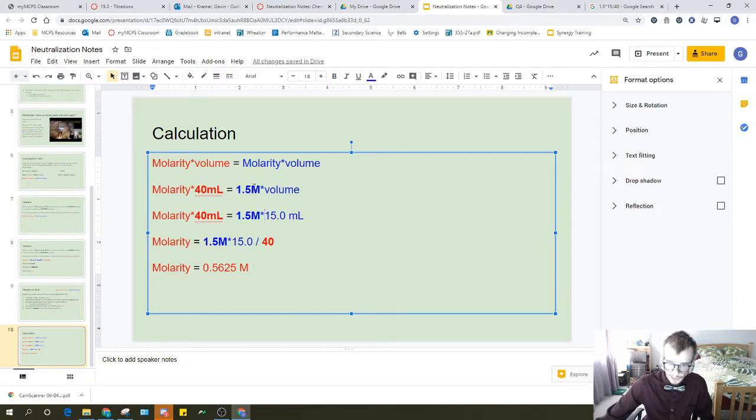Now, how many decimal places should I keep here? Scientifically, I should really only keep as many decimal places as I had in my original measurement. I didn't have exactly 40 milliliters, it was probably like 40 and a half or something. And also this 1.5 is kind of given from a bottle that I pulled off a shelf, which might have been 1.51 or whatever. So it doesn't really make sense to keep all of these digits of precision. Might as well knock off these last couple digits and leave it as 0.56 molar.